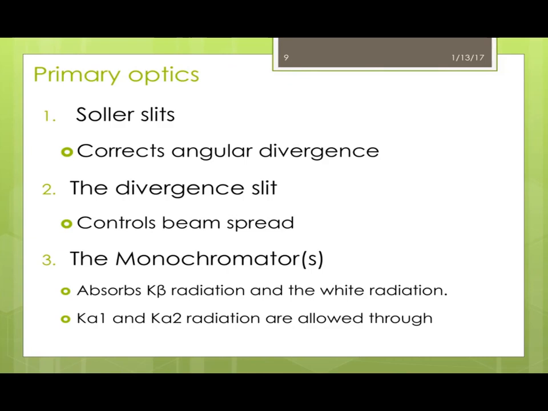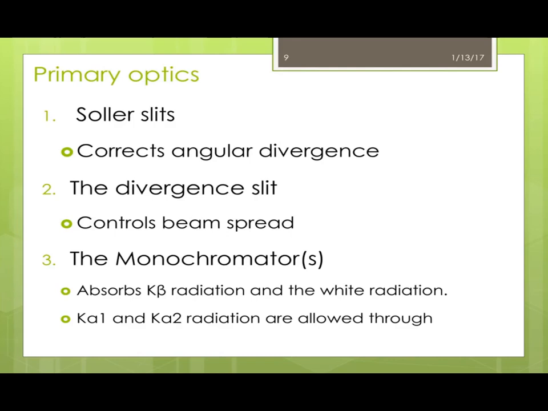The primary optics can be broken down into three main parts. First is the solar slits. These keep the beam on the correct plane and allow data with narrower peaks and less asymmetry to be collected. While a source slit keeps the beam in the correct direction, the divergent slit controls how wide the beam is. Lastly, there are monochromators in the primary optics that act to filter out unwanted radiation in the X-ray beam.